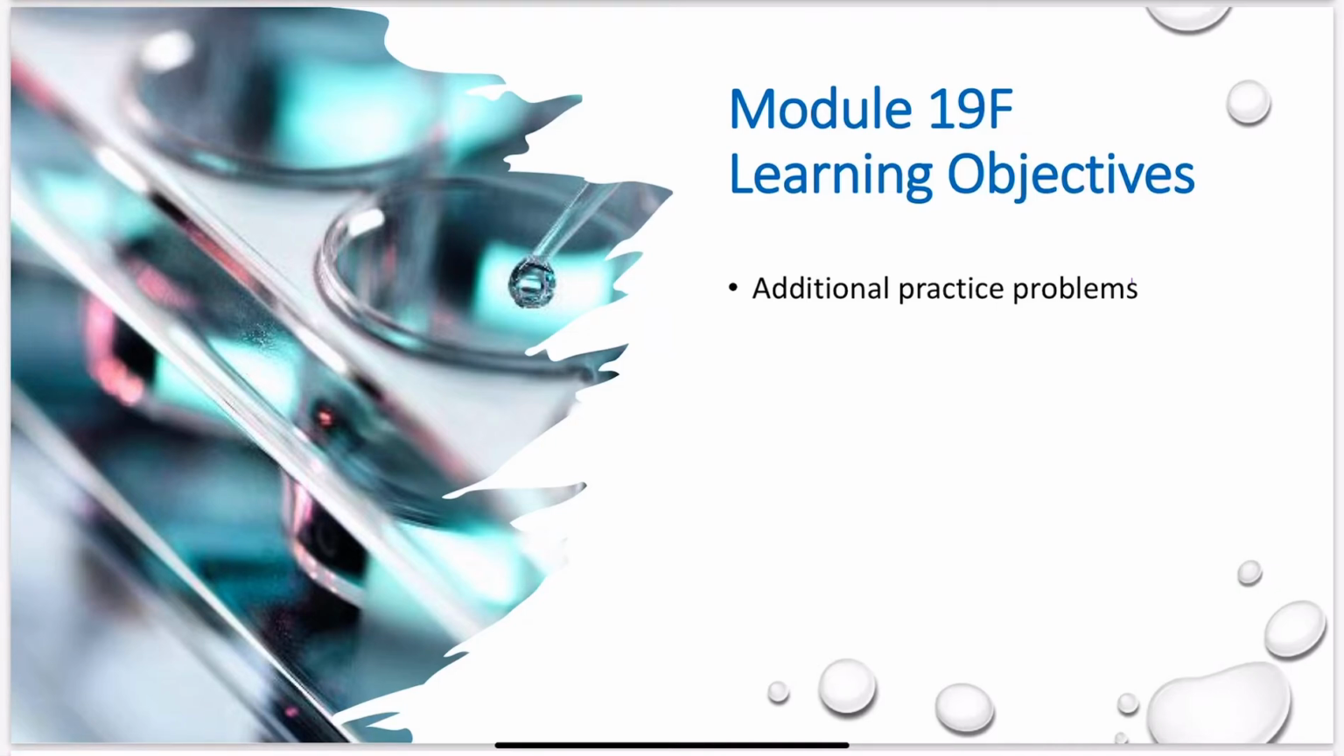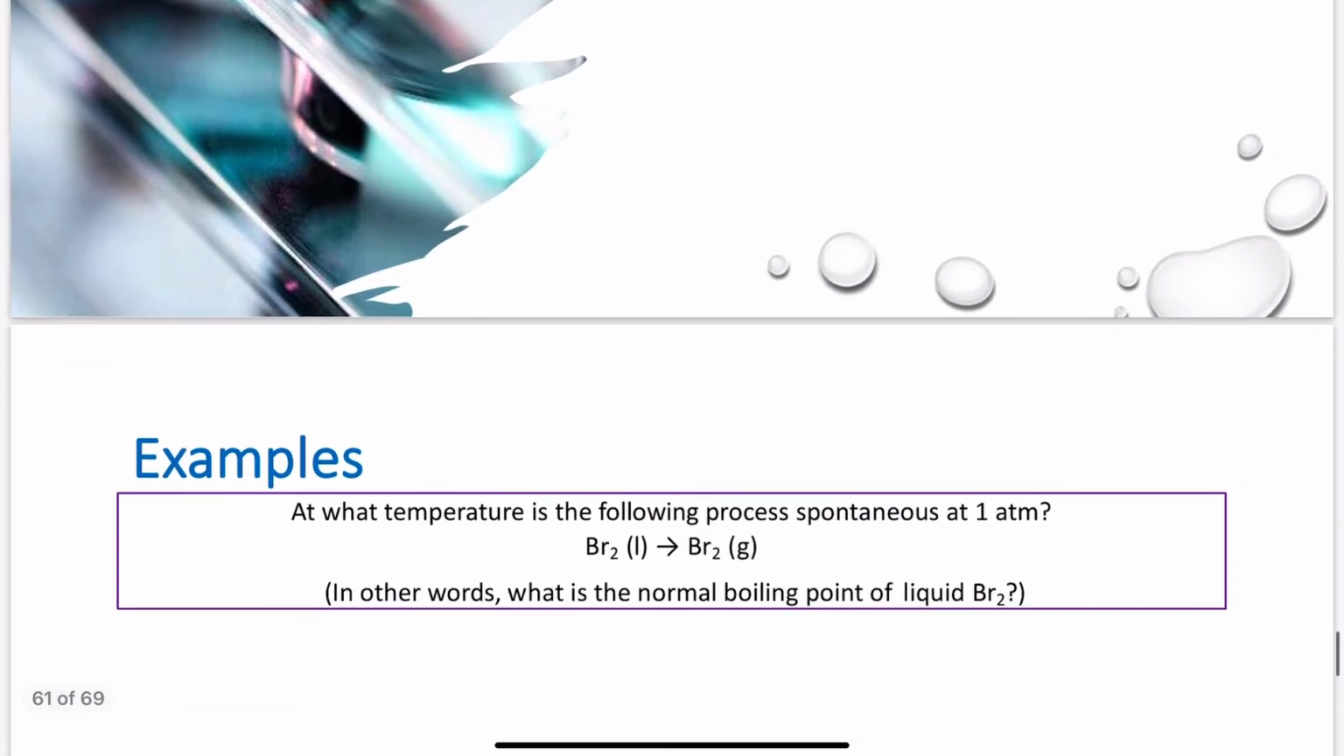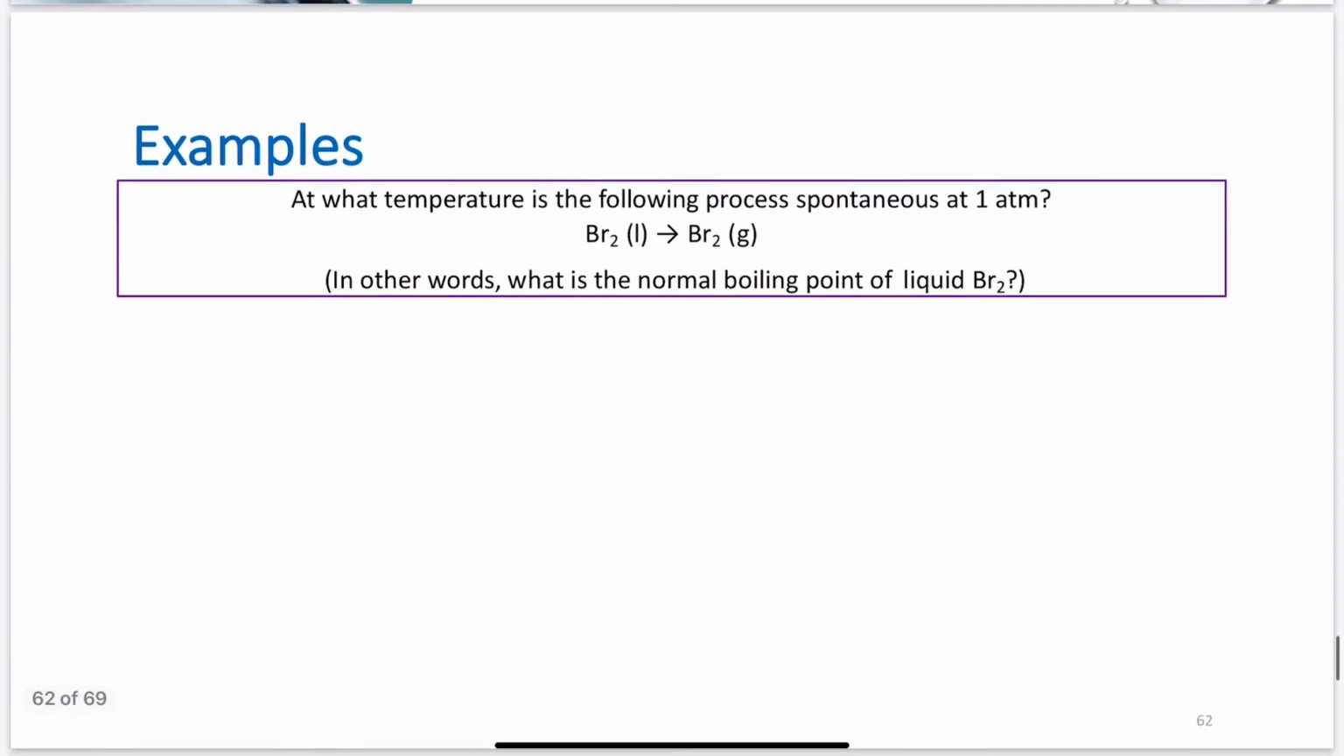To finish up this chapter, let's just work some additional practice problems to make sure you're comfortable with the content we've covered. Example 1. At what temperature is the following process spontaneous at 1 atmosphere? Br2 liquid going to Br2 gas. In other words, what's the normal boiling point of Br2 liquid?